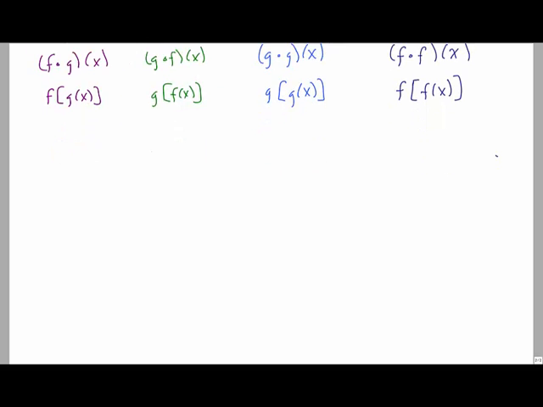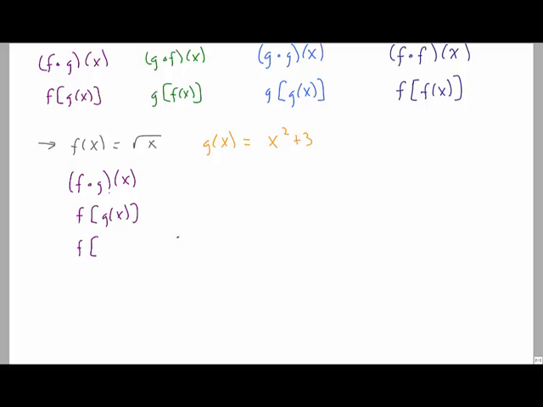So for an example, let's look at f of x equals the square root of x. And let's look at g of x equals, let's say, x squared plus 3. So let's go ahead and start looking at all 4 of these different composites that we can do here. So let's look at f of g of x. That means I take the function g and I plug it into f.